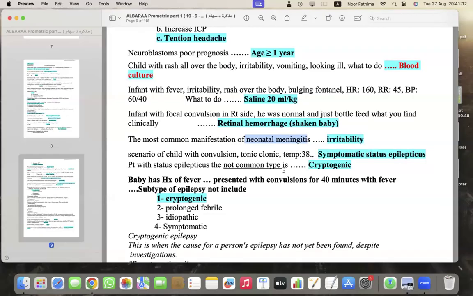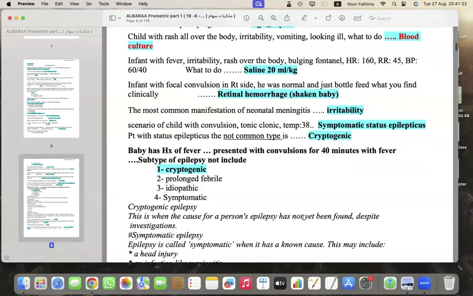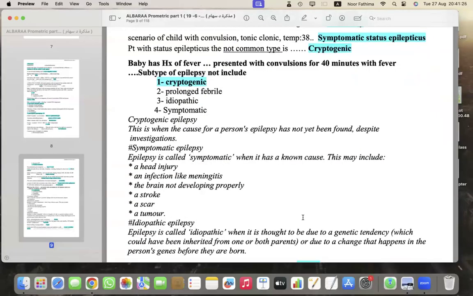Subtype of epilepsy not included means the cause is not included. If you don't know the cause, it is cryptogenic. Cryptogenic epilepsy. What is cryptogenic epilepsy? This is when the cause of the person's epilepsy has not yet been found. If you don't know the cause of the epilepsy, then it is called cryptogenic epilepsy.